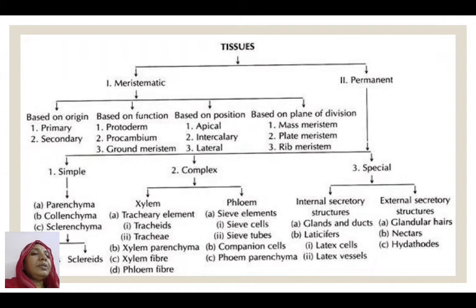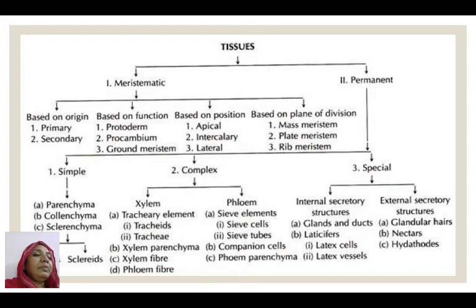The meristematic tissues are classified into four different types: on the basis of origin, on the basis of the functions they perform, on the basis of their position in the plant body, as well as on the basis of the plane of division. In unit one, we have studied all these types in detail. In this unit, we will discuss the permanent tissues.